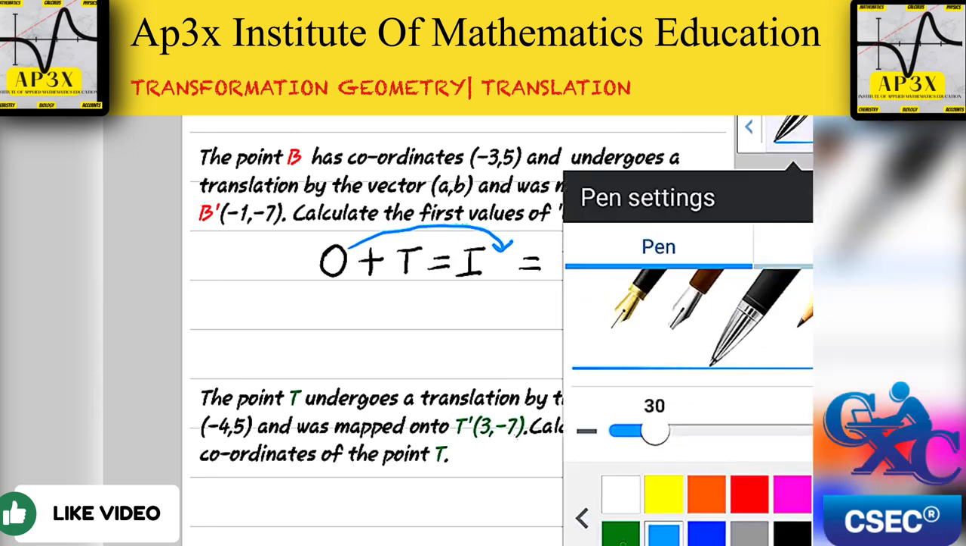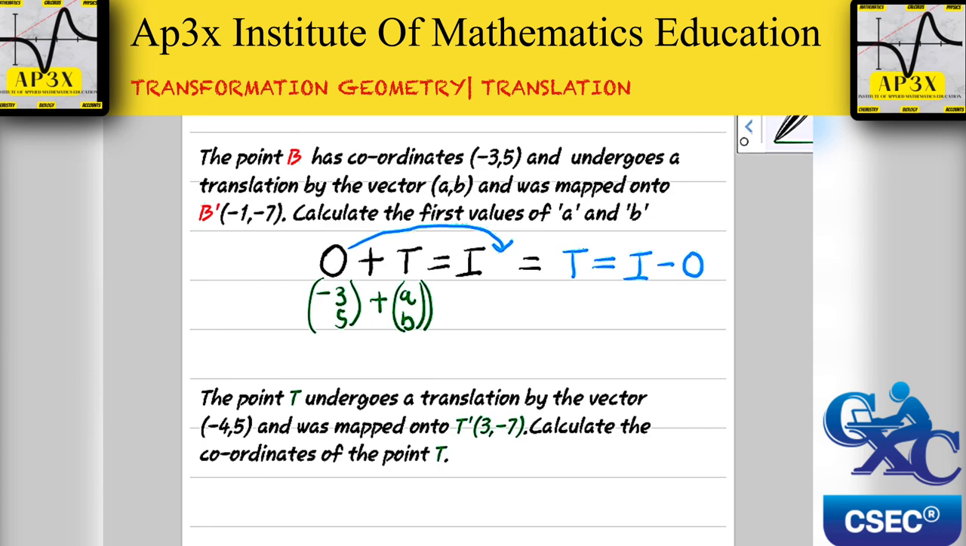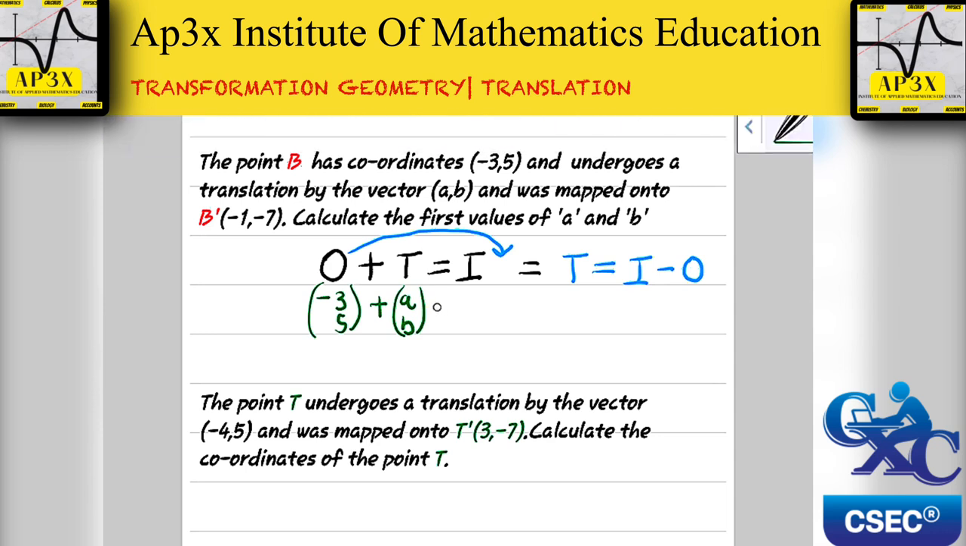So I'm looking here at the object point, which based on the question is (-3, 5). And I'm going to be adding that to, obviously, something I do not know, T. So T is going to be represented by the vector, the 2x1 matrix, (A, B). I know for certain that whatever translated (-3, 5) is simply going to be mapped onto (-1, -7).